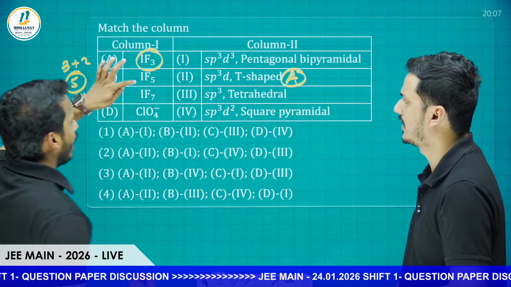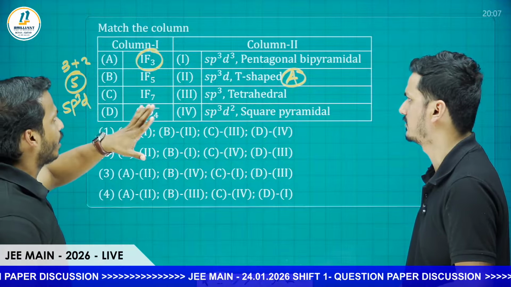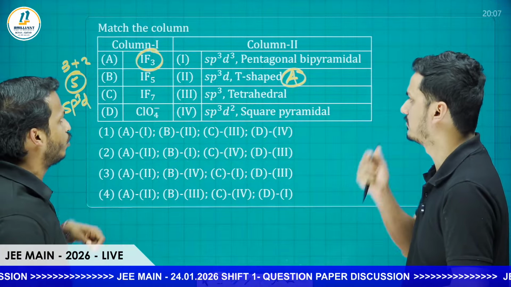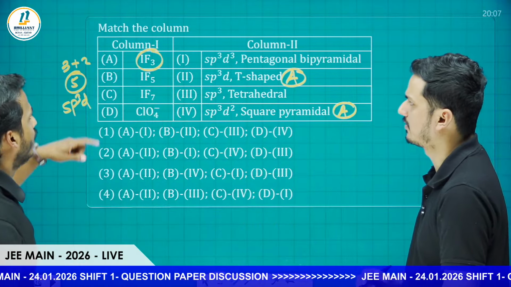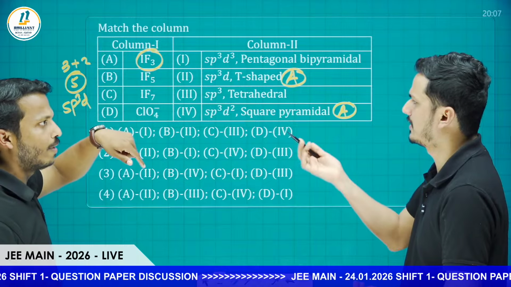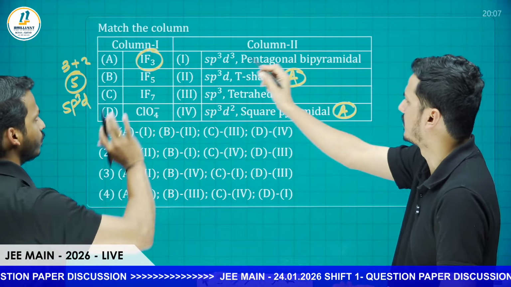IF5 means 5 bond pairs, 1 lone pair. So 6 is the sum, so sp3d2. sp3d2 is square pyramidal. Square pyramidal will come. Then IF7 means there will be 7, so sp3d3, only one possible.